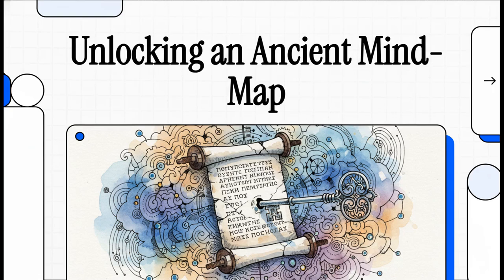All right, let's jump right in. We're about to crack open a text that's 2,500 years old. But this isn't some dusty history lesson. No, this is about decoding a seriously sophisticated map of the human mind. And get this, it might be even more relevant now than it was back then.